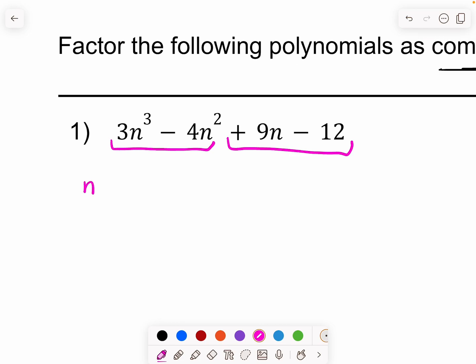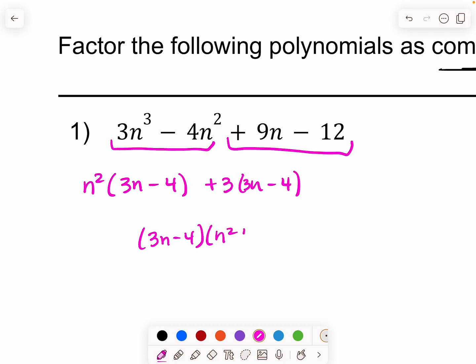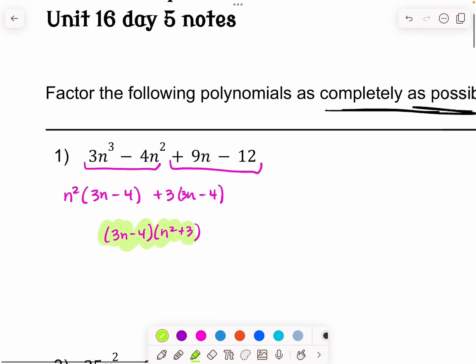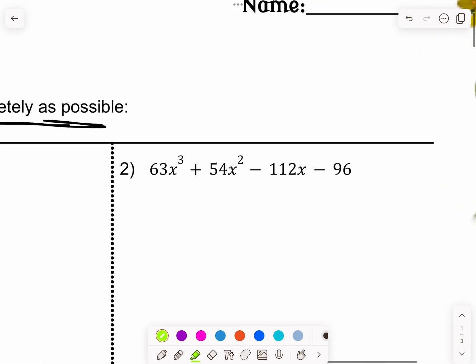Okay, the 4 here, so you're grouping, taking a 3 out here, so you're grouping. There's a 3 there. Got the same parentheses, so we got 3n minus 4, and then I get n squared plus 3. Again, you have a GCF, the numbers are just bigger.